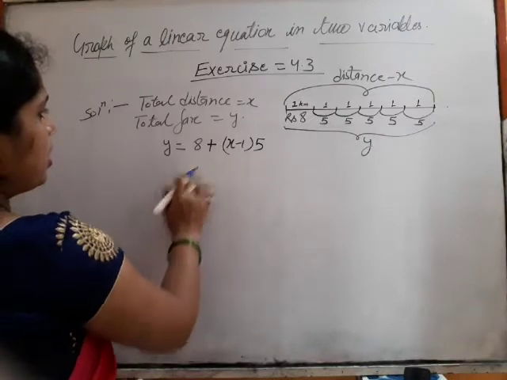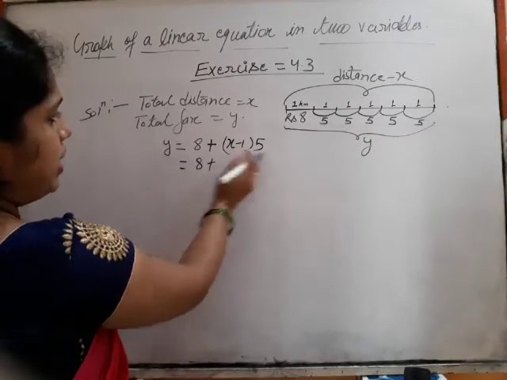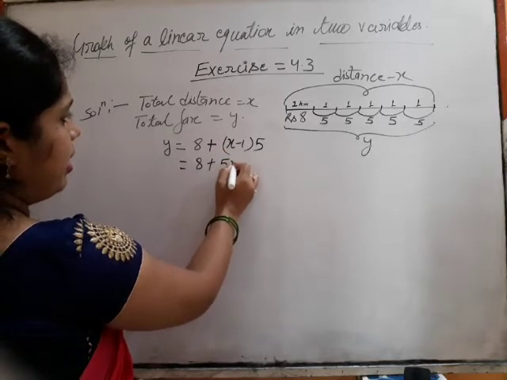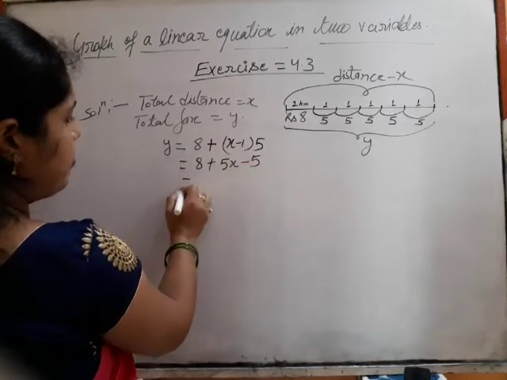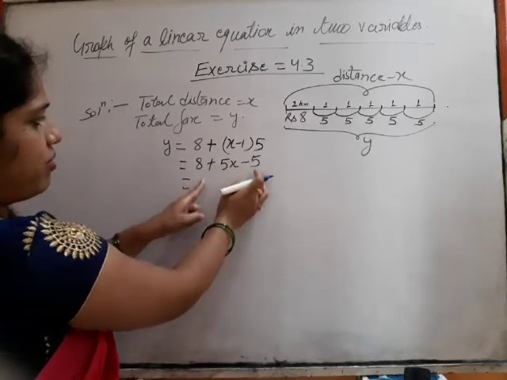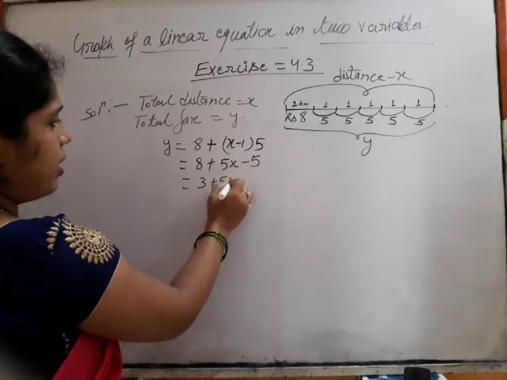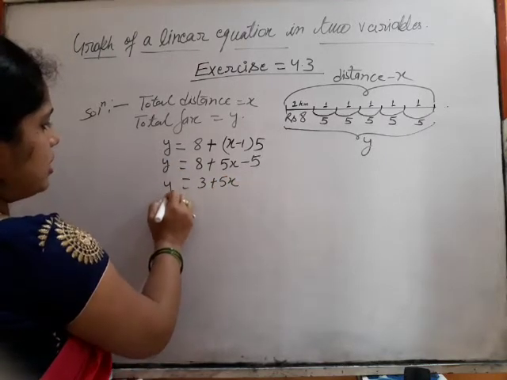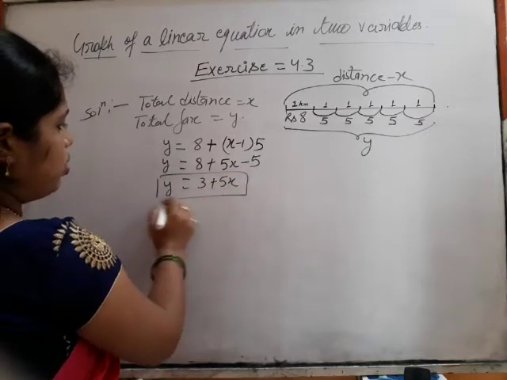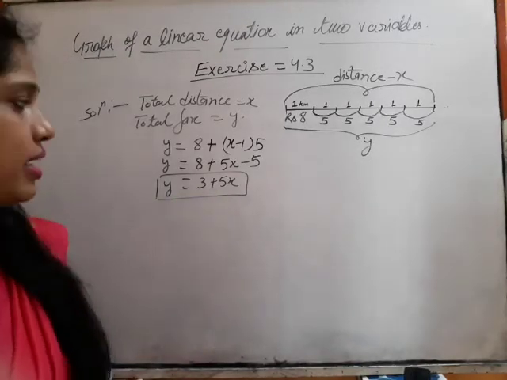Okay. So now 8 plus, now you multiply this, 5x minus 5. 8 minus 5 is 3, plus 5x. This is also y. So this is our equation. This is our equation to which we will plot the graph.